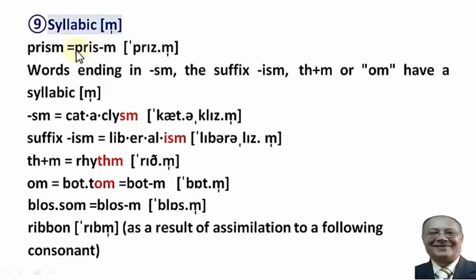Syllabic M: prism. Words ending in S-M, the suffix I-S-M, T-H plus M or O-M have a syllabic M. Cataclysm, liberalism, rhythm, bottom, blossom. Rhythm, as a result of assimilation to the following consonants.